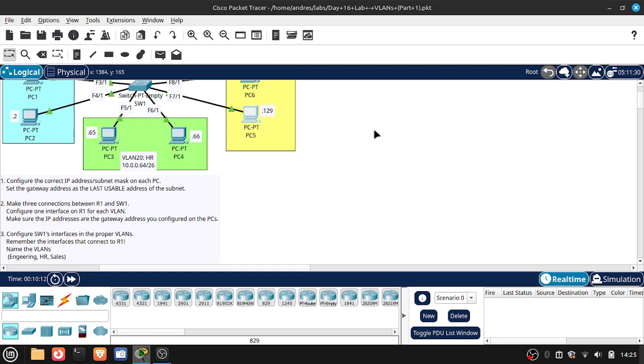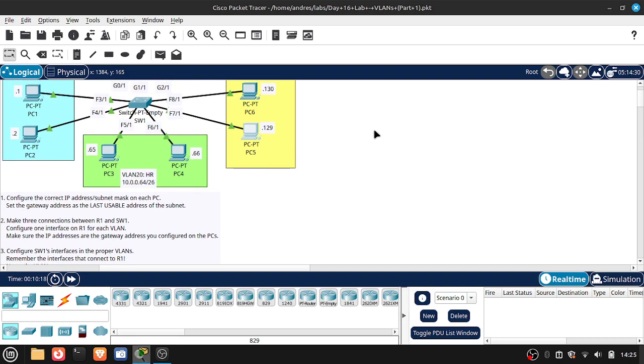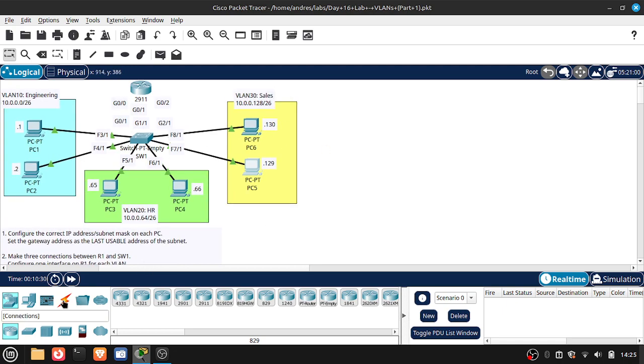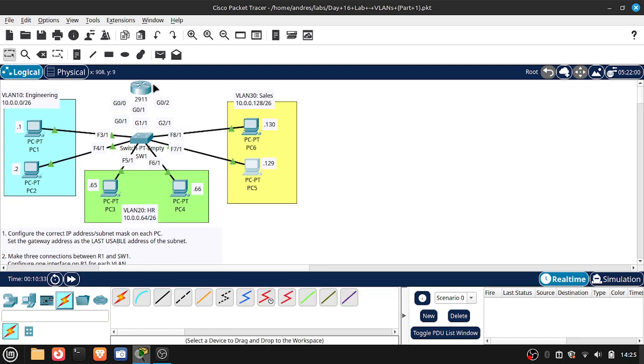Now we're gonna go to task number 2. Make 3 connections between R1 and switch 1. Configure one interface on R1 for each VLAN. Make sure the IP address is the gateway address you configured on the PCs. Okay, we have to do 3 connections between this switch and this router.